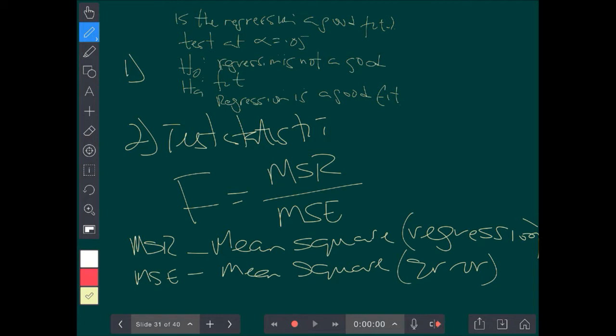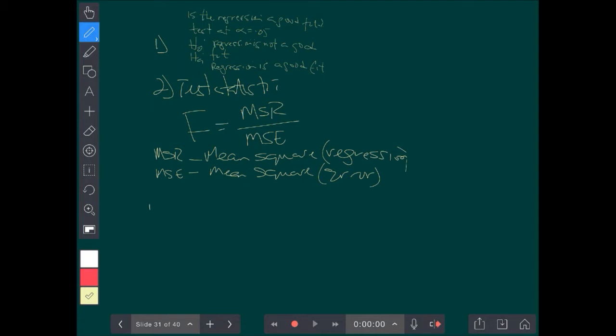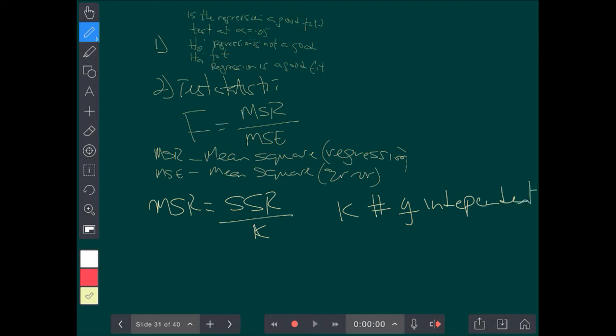So how do we find MSR? MSR will be SSR over K, where K is the number of independent variables. That's K. All right, and then SSR, I showed you earlier, is SSXY squared over SSX. Cool. Let's find MSE.